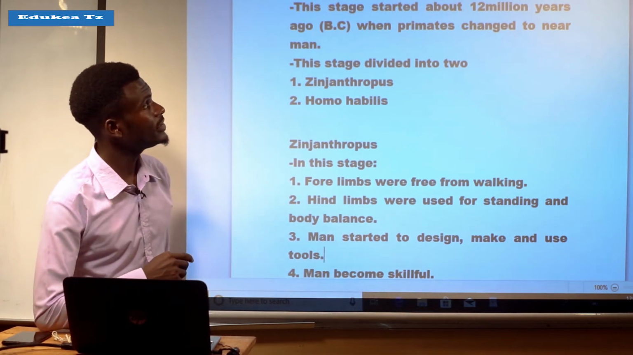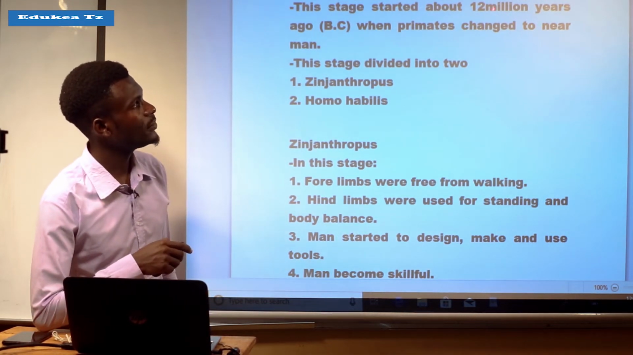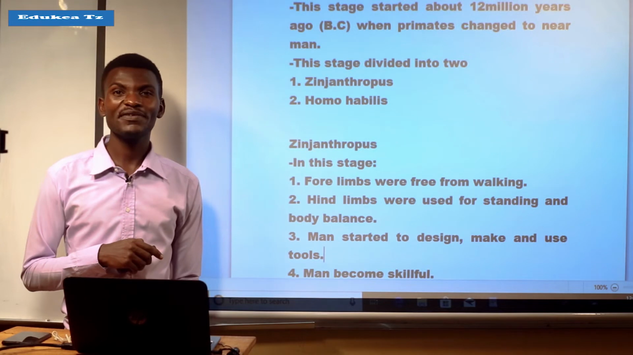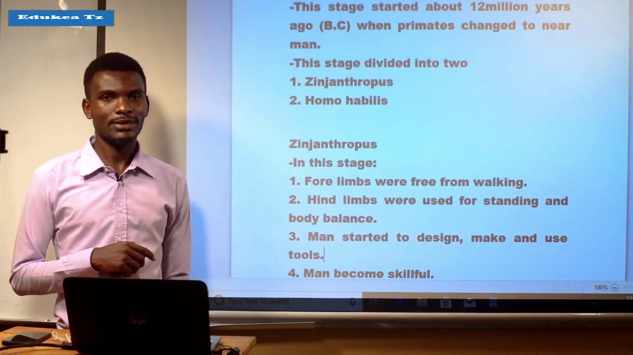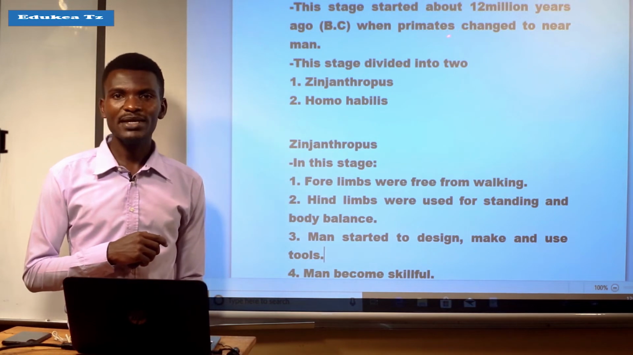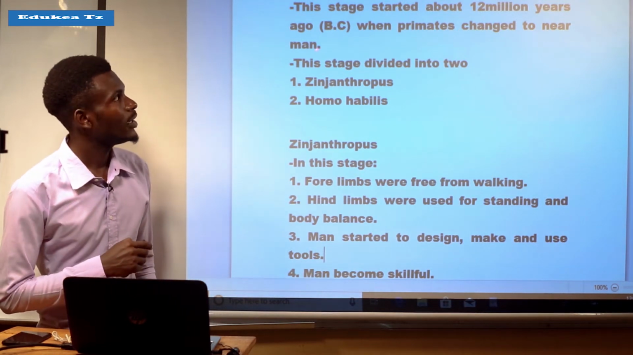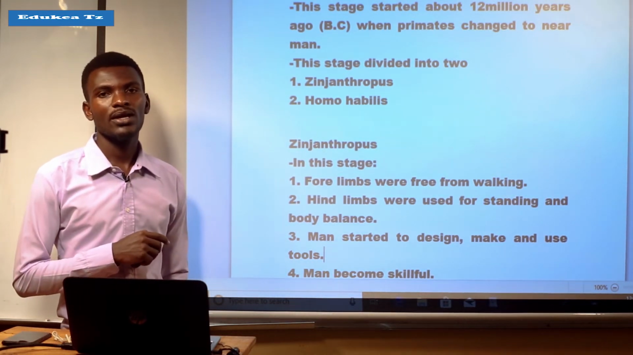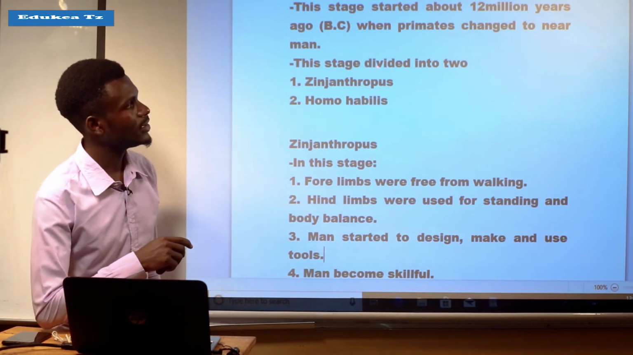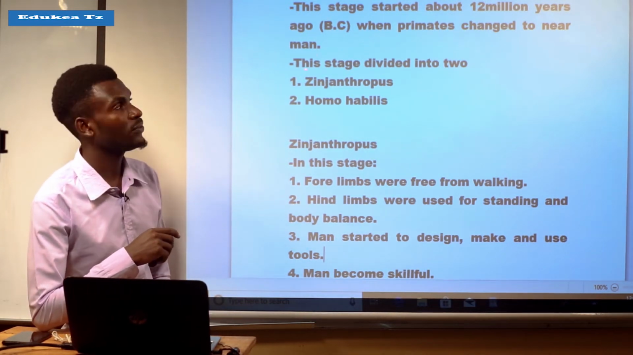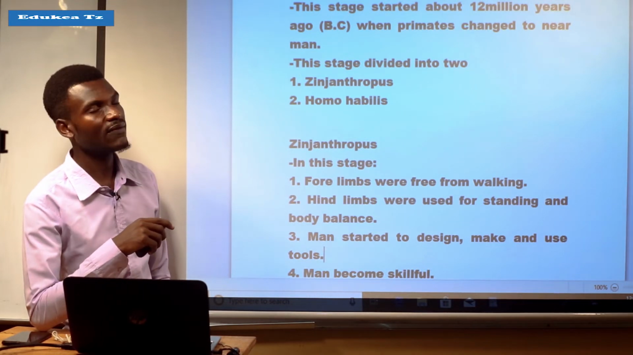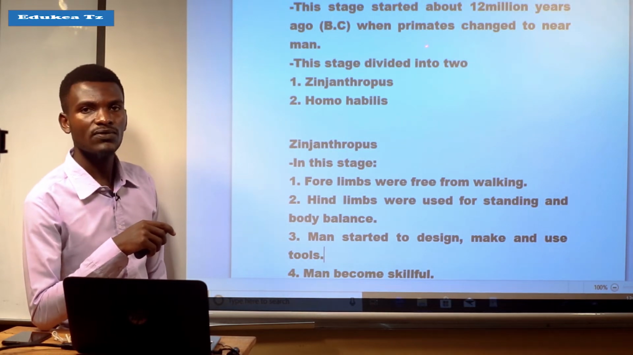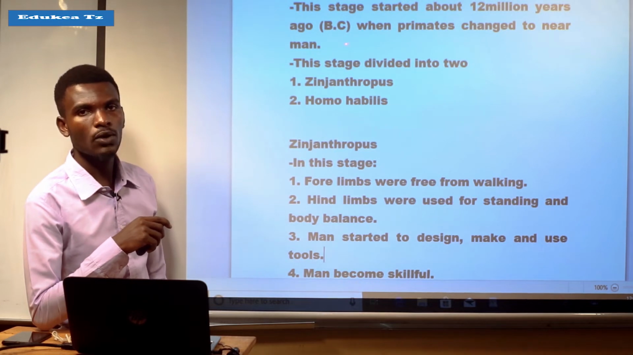And the second one is Australopithecus, the African family. This is a difficult word to pronounce, but just take it easy as it is. This stage started about 2 million years ago, before the birth of Christ. It means that this stage of the Australopithecus African family started about 2 million years ago before Christ.